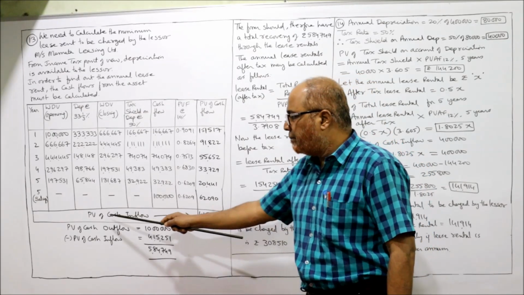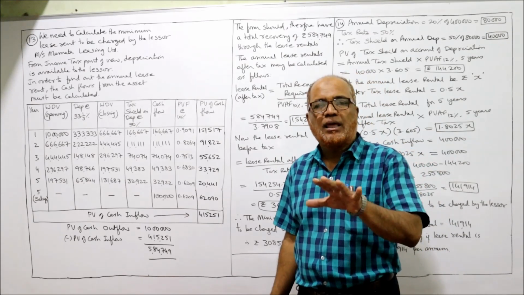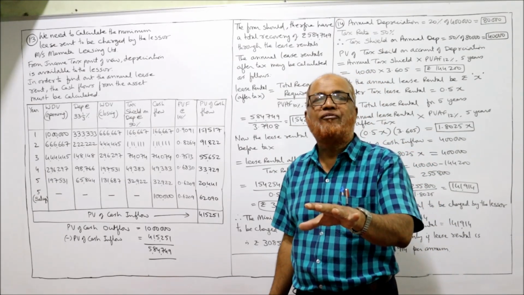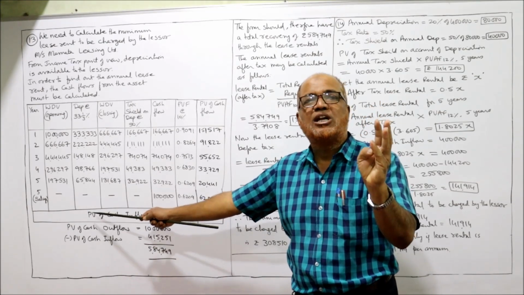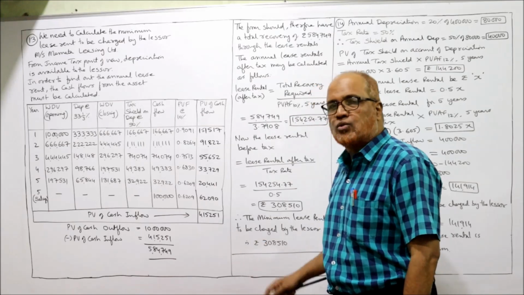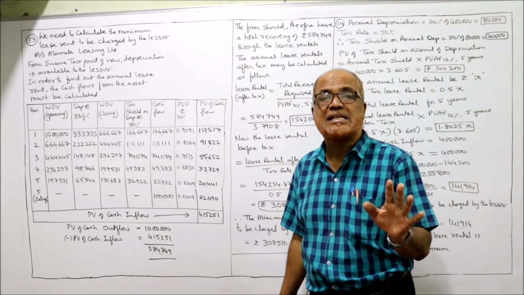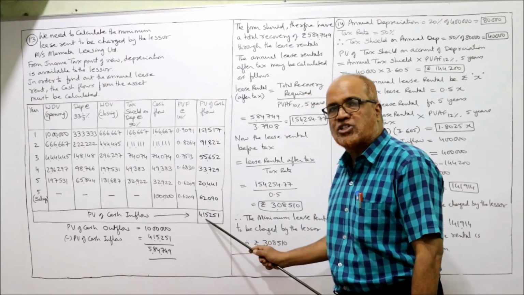So ultimately, PV of cash inflow is 4,15,251. That means the present value of cash inflow on account of depreciation and on account of residual value, we are getting 4,15,251. Excluding the lease rental, we are getting this much cash flow.